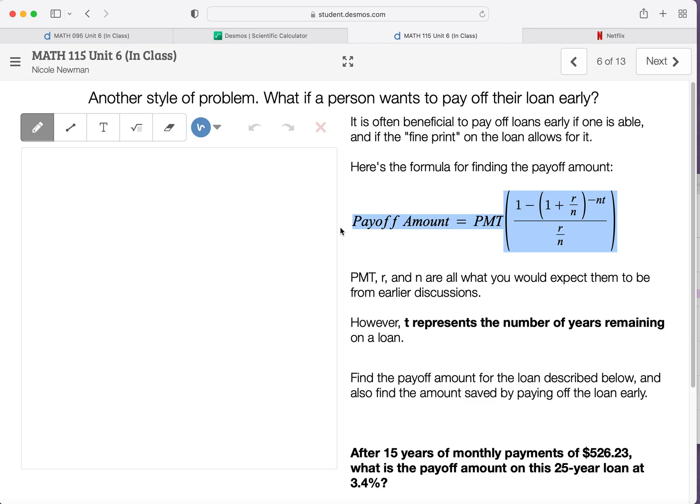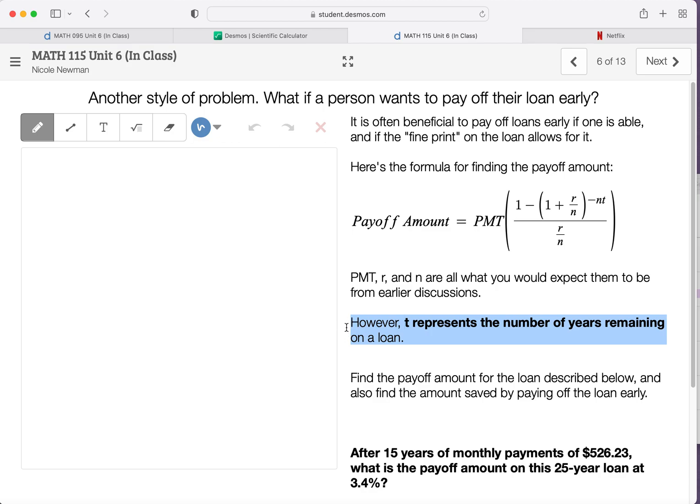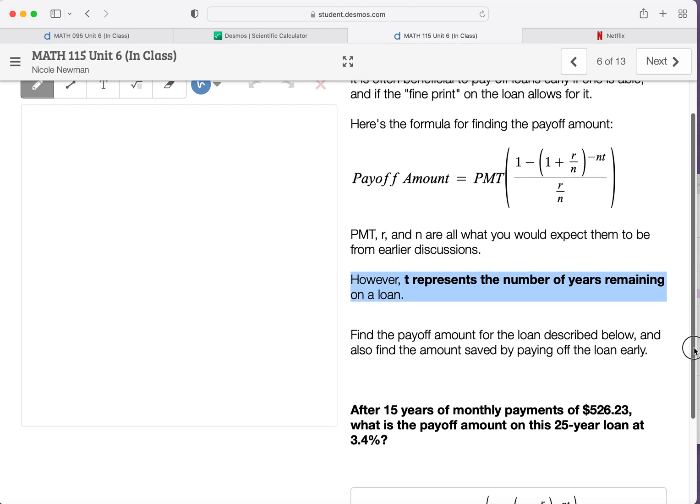And that is true. The components are all exactly what you would expect them to be, but there's one twist. The t-value represents the number of years that are remaining on the loan, the remaining part. So a little twist there. We would like to find the payoff amount for the loan that is described below. And then we'd also like to know, how much do we save by paying off the loan early? There must be some benefit to this. So after 15 years of monthly payments at this rate that we just found for Maya, what's the payoff amount?